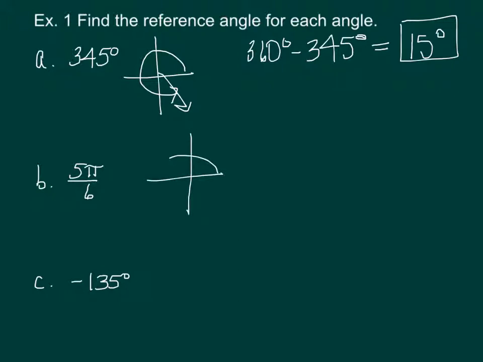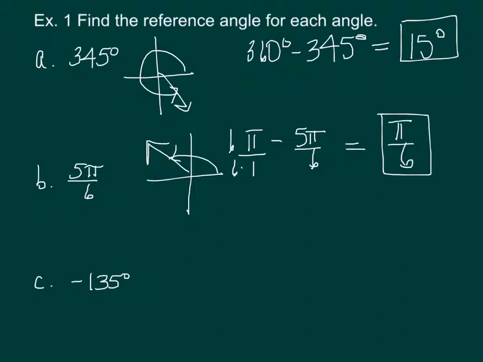5 pi over 6 falls in quadrant 2. So if it falls in quadrant 2, you do pi, because it's in radians, minus 5 pi over 6. Get a common denominator. So 6 pi over 6 minus 5 pi over 6 is pi over 6, which is the same thing as 30 degrees. So it's positive, less than 90.